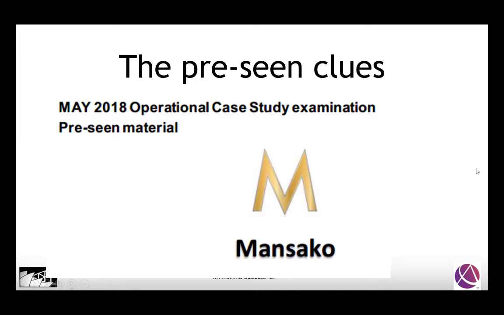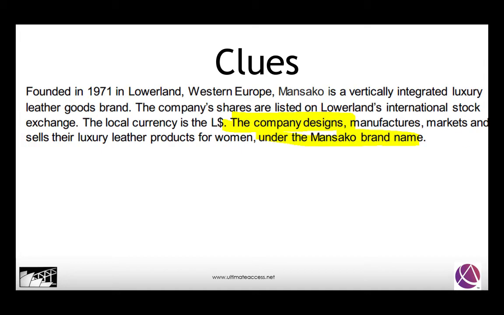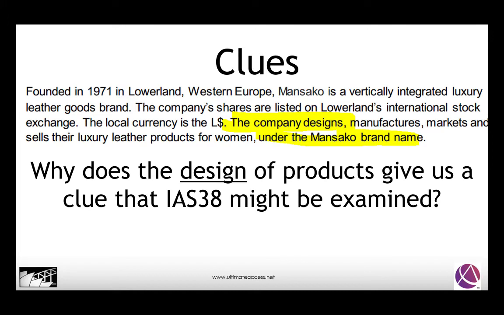So the pre-seen gives us plenty of clues, and here you are expected to deal with any queries regarding financial reporting. The company designs on the Manseco brand. So the design of products would give us a clue that IAS 38 might be examined, because there's a brand name.